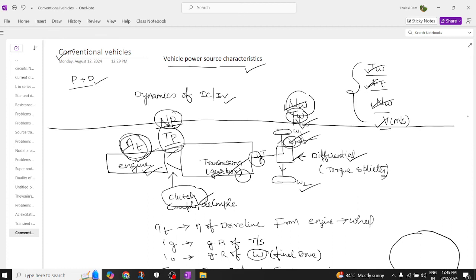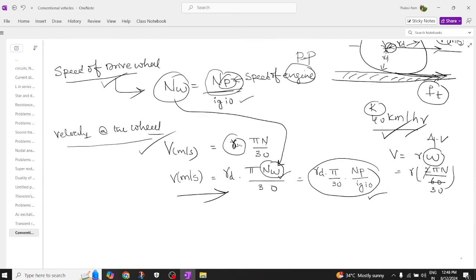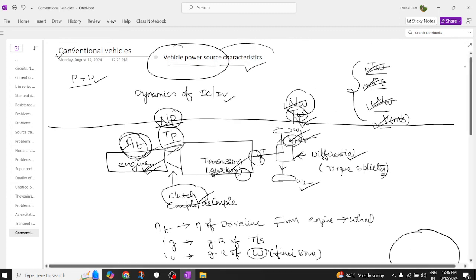So successfully we have analyzed the different vehicle power sources. Power source means the vehicle engine. So engine characteristics with respect to the torque at the wheel, the tractive force at the wheel, the speed of the wheel, as well as the velocity at the wheel, we have successfully calculated. All these are called vehicle power source characteristics. We have to draw the power, speed and torque characteristics, which we will discuss later. All these four parameters are called vehicle power source characteristics of an IC engine.